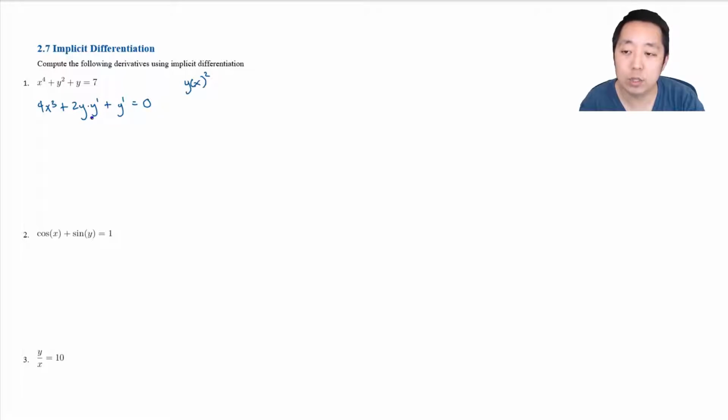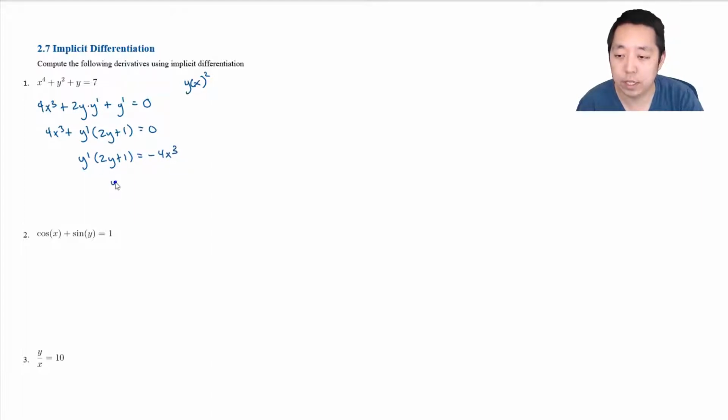And now I can group the y primes together. So this is 4x cubed plus 2y... whoops. Let me factor out a y prime over here, times 2y plus 1, is equal to 0. I can bring everything without a y prime to this side. So y prime times (2y plus 1) is equal to negative 4x cubed. Then I divide by this, and I get y prime is equal to negative 4x cubed over 2y plus 1. Okay.